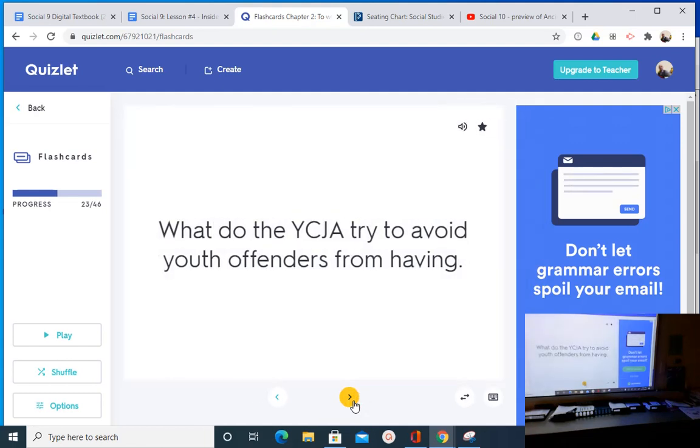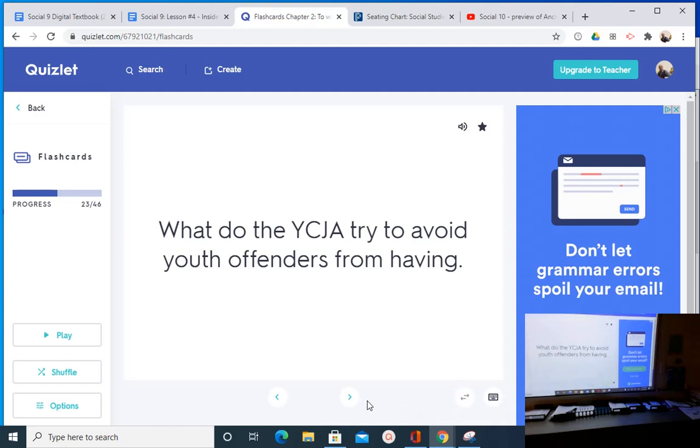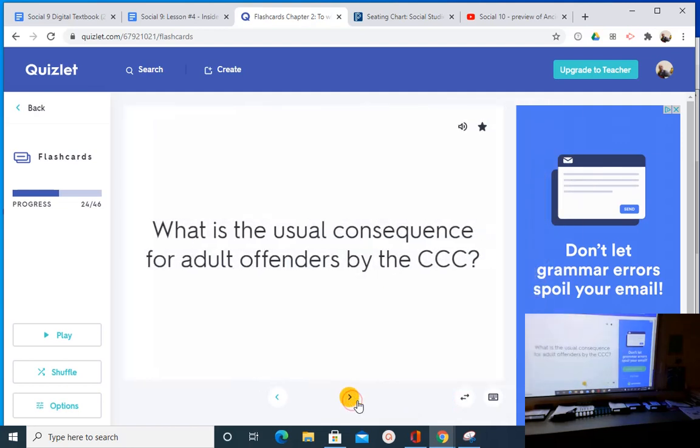What does the YCJA try to keep young offenders from having? Well, they try to keep them from having a criminal record. So that's why they end up doing other things. How else can we address, in a reasonable way, the consequences of the wrongdoing?